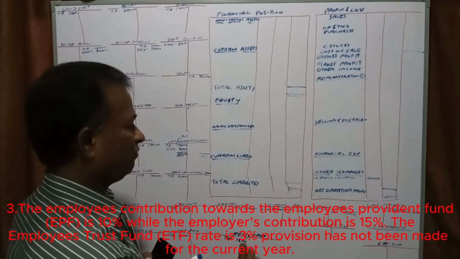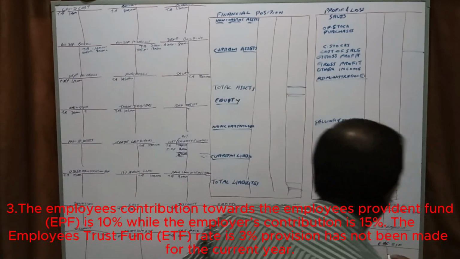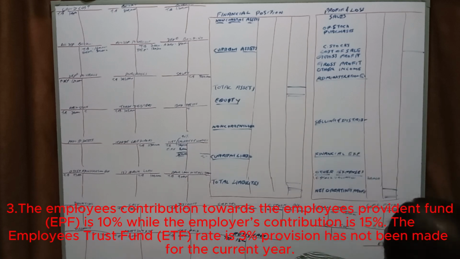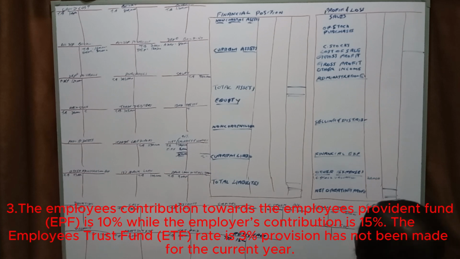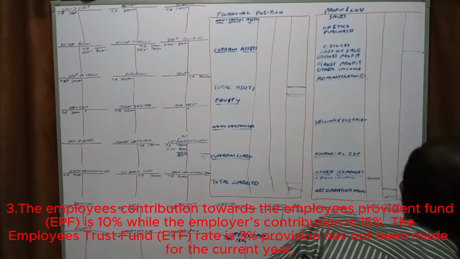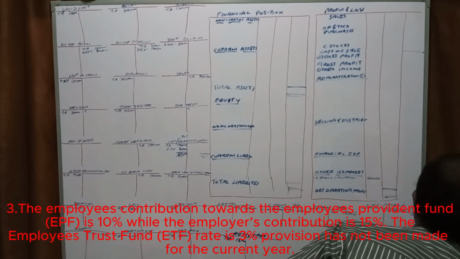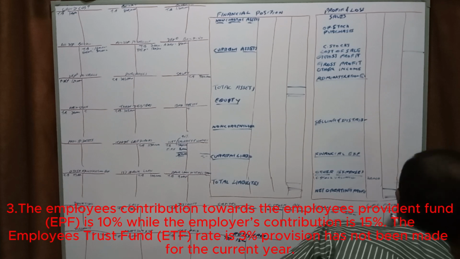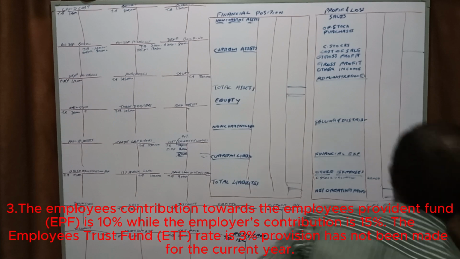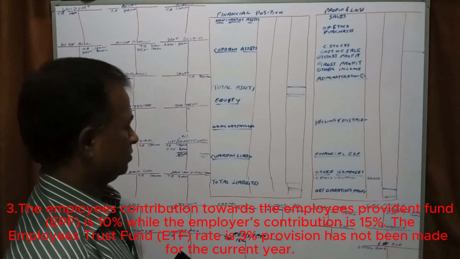That is EPF expenses debit 12,000, and EPF payable credit, right? EPF account, payable 12,000, right?